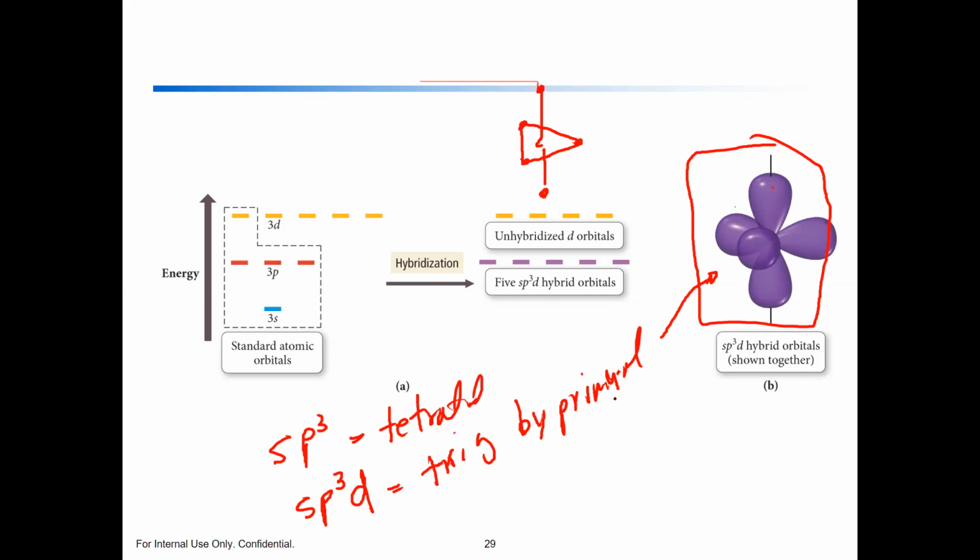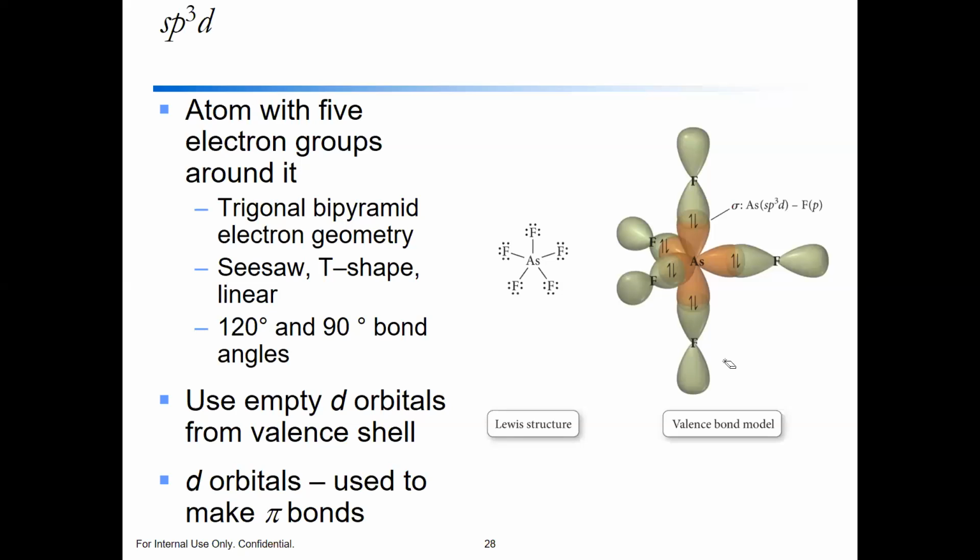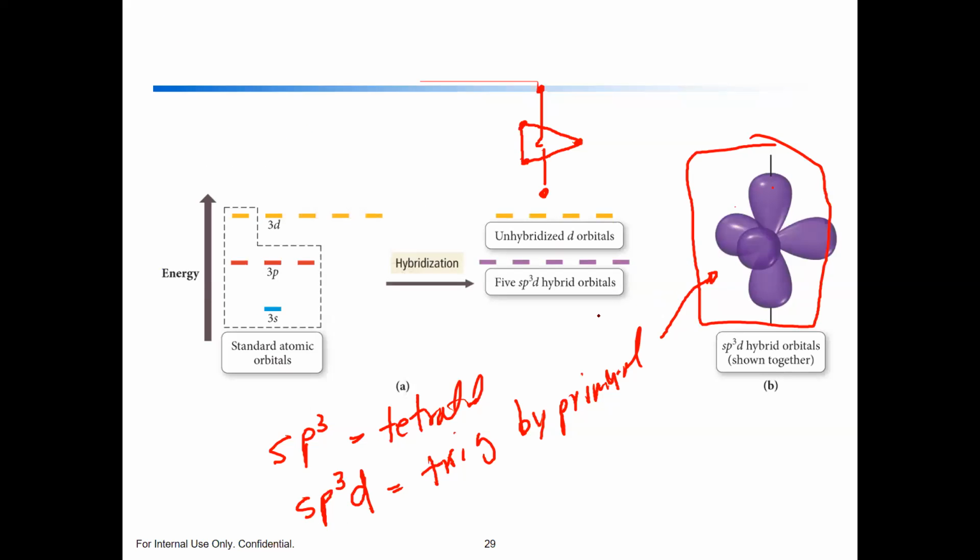This is not doing an experiment. This is just doing the math, mixing an S, 3 P's, and 1 D, and then matching up with our VSEPR trigonal bipyramidal structure. So sp3d, mixing 1 S, 3 P's, and 1 D, leads to trigonal bipyramidal. We talked about that when we talked about VSEPR.